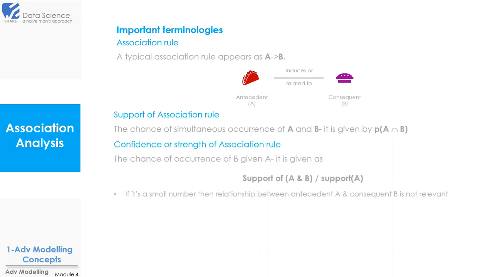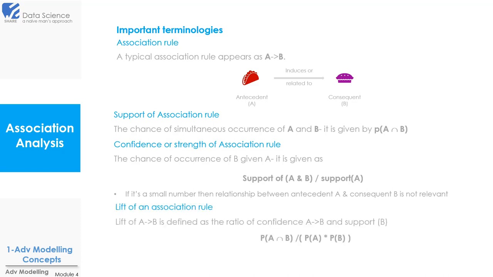Next we have confidence or strength of an association rule. This defines the likeliness of occurrence of consequent B given that antecedent A has already occurred. The formula for confidence is shown here. It is the support of A and B divided by support of A. Or in other words, it is the probability of occurrence of A and B together divided by the probability of occurrence of A. Now if it is a small number, then the relationship between antecedent A and consequent B is not relevant.